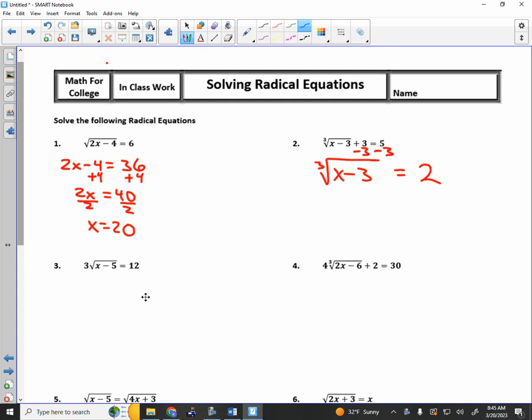So now I have just the cubed root on one side. So now I can go ahead and do what to both sides? Cube it. And when you cube a cube root, it goes away and leaves you with x minus 3 is equal to, and what is 2 cubed? It's not 6, it is 8. Add the 3 to both sides and x is equal to 11. If you plug that in, you would definitely get 5 as your answer.